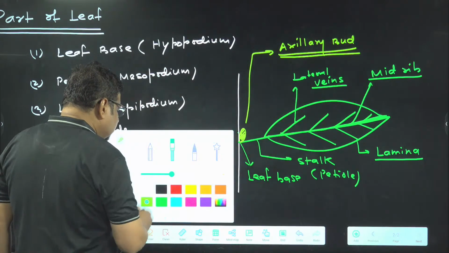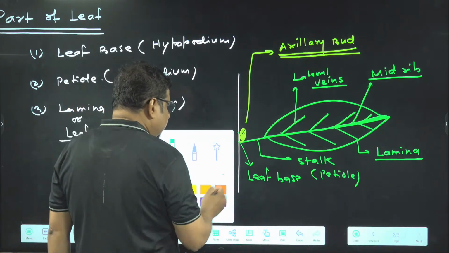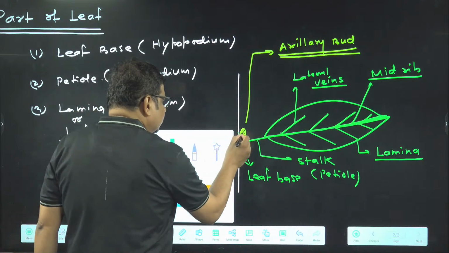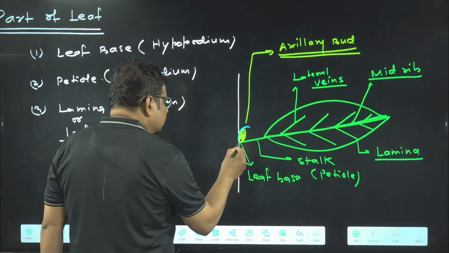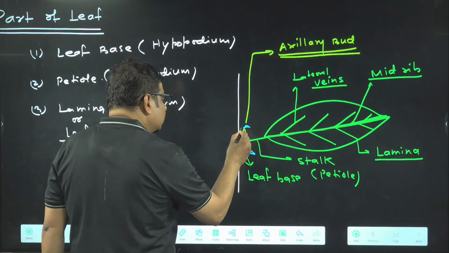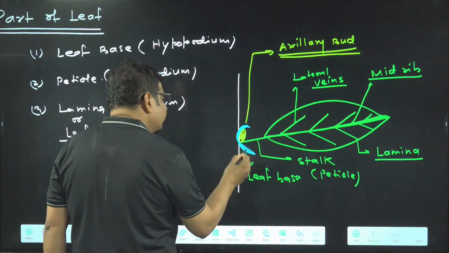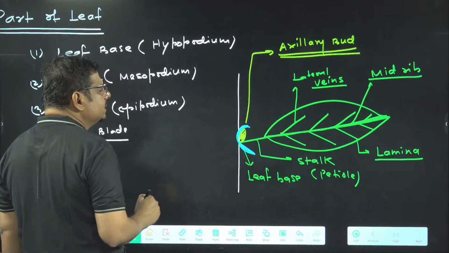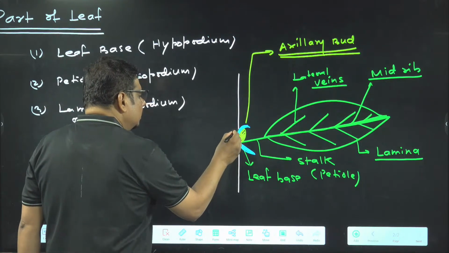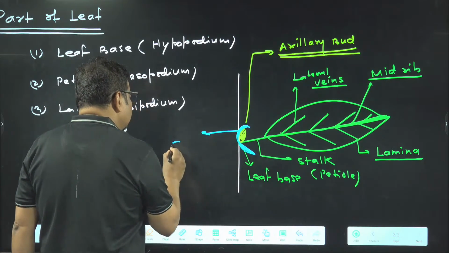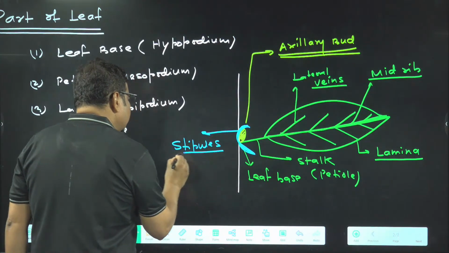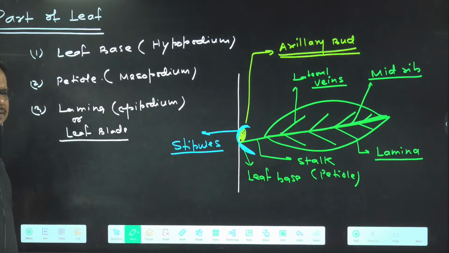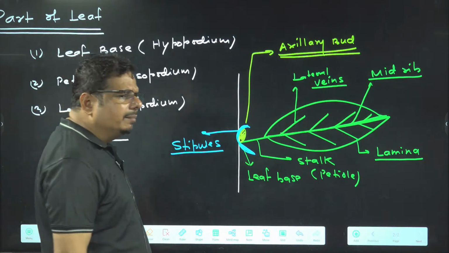Now, in some plants, a small green leaf-like structure, I am changing the color for differentiation, is present at the leaf base on both sides. Getting the things? It is not a compulsory structure, it is present in few. So this particular structure is called stipules. It may be present, it may not be present.